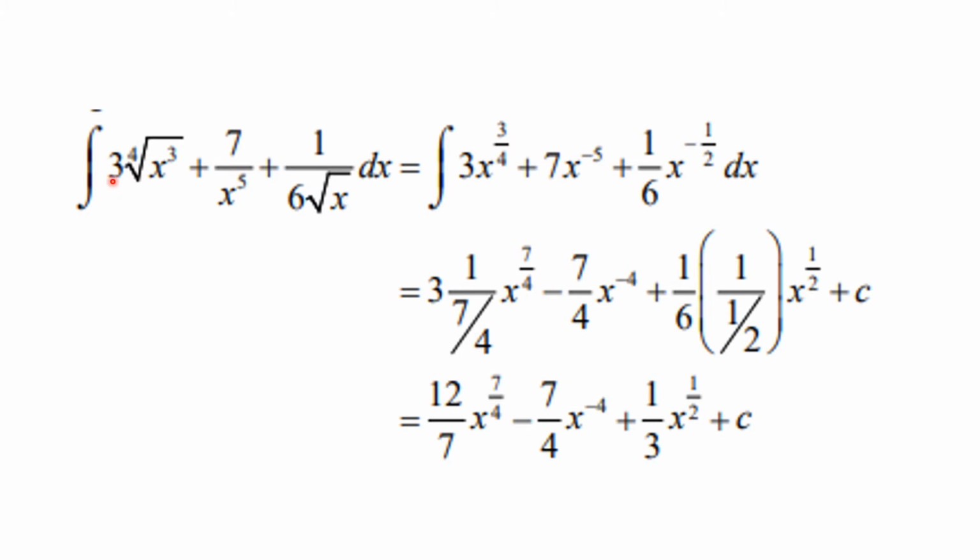Here a little bit more involved. We pull the 3 out, the 7 out, and the 1/6 out. But then we have x to the 3 over 4, x to the minus 5, and x to the minus 1/2. So when we add 1 to the exponent, divide by the new exponent, we get to do some fractions. When we add 1 to 3 over 4, you get 7 over 4. When we add 1 to minus 5, you get minus 4. And when we add 1 to minus 1/2, we get plus 1/2. And we divide by the new exponent each time. And we lump all our constants together, and we simplify, and we get this expression. Again, fractional exponents are good when doing calculus calculations of this kind.